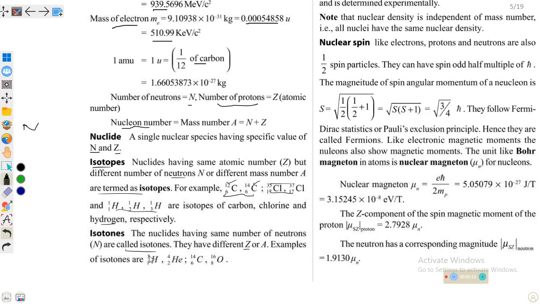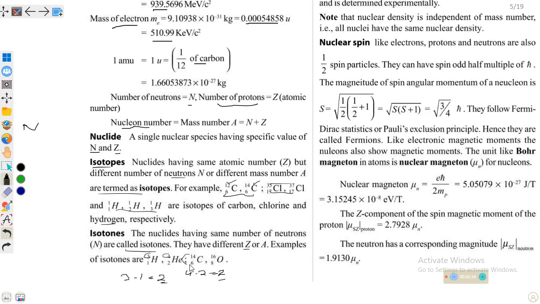The neutron number can be found by subtracting the atomic number from the mass number. For example, 3 minus 1 gives the number of neutrons, which is equal to 2. Similarly, for the mass number 4 minus 2, which is equal to 2. So these two have the same number of neutrons: 2 neutrons in this nuclide and 2 neutrons in that nuclide.